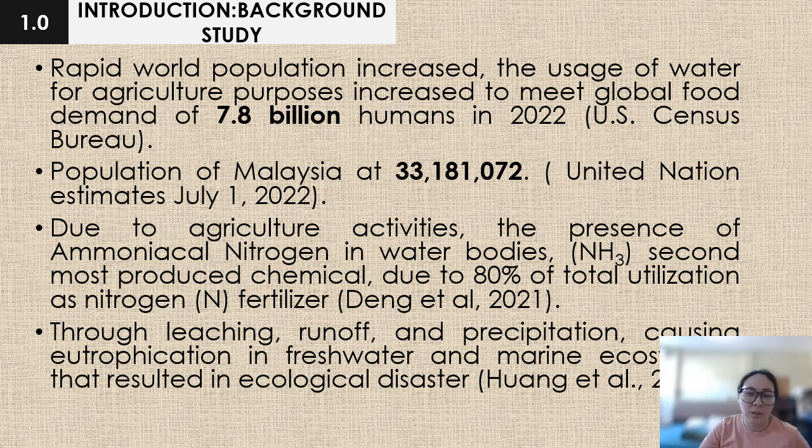As an introduction, the usage of water for agriculture is crucial to meet the global food demand, where the world population is going to increase to 7.8 billion and the population of Malaysia to 33 million. These agricultural activities produce ammoniacal nitrogen due to the usage of fertilizer, through leaching, runoff, and precipitation, and it causes eutrophication in freshwater and marine ecosystems.